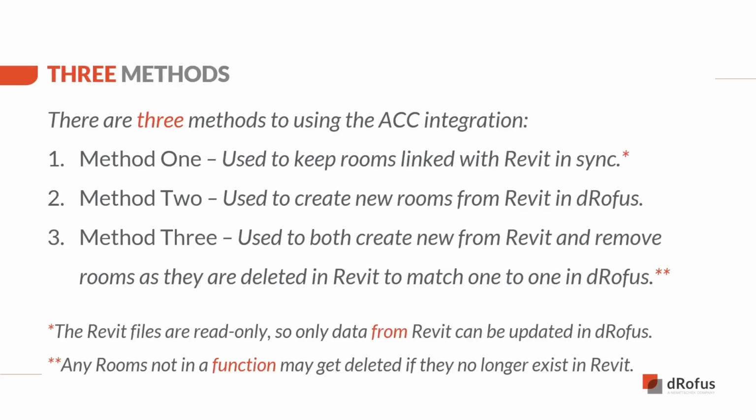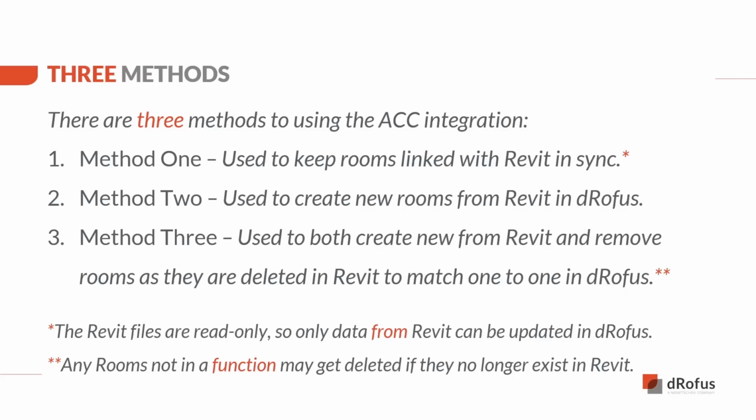Now, there are three current methods. There might be more methods that we provide in the future that I'm going to demonstrate. And each of these methods I'll break down in a more specific aspect. But the first method is used to keep rooms linked that are already linked within Revit in sync. So think of that as in Revit, you've linked a series of rooms, and all you want to do is synchronize the data, meaning push the Revit information into dRofus.